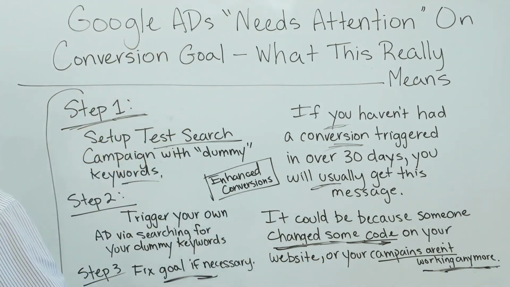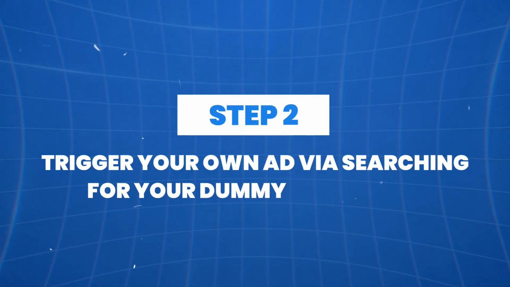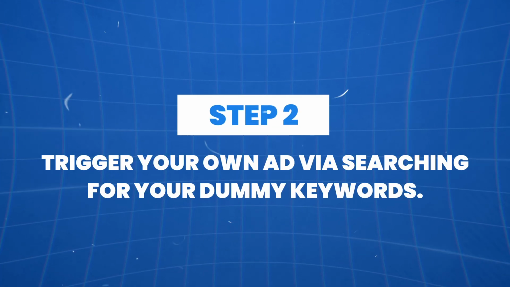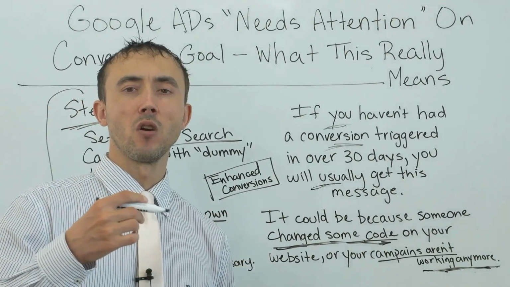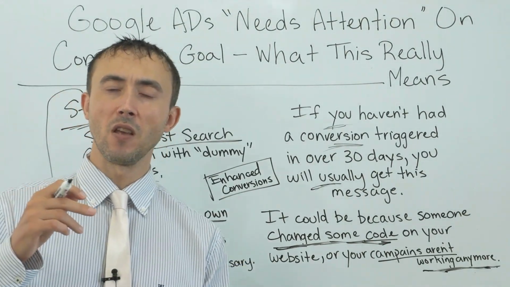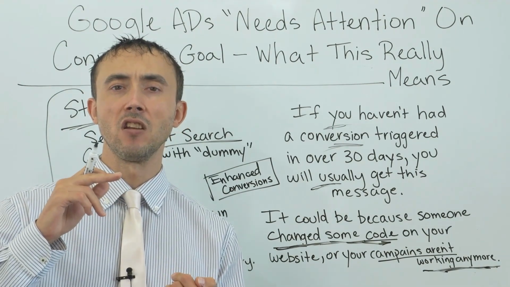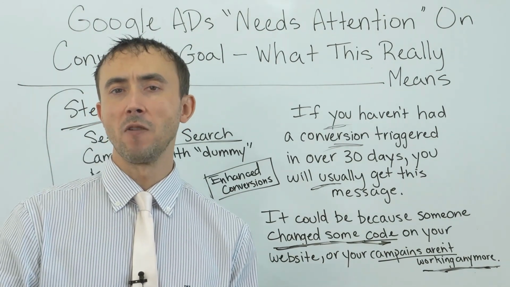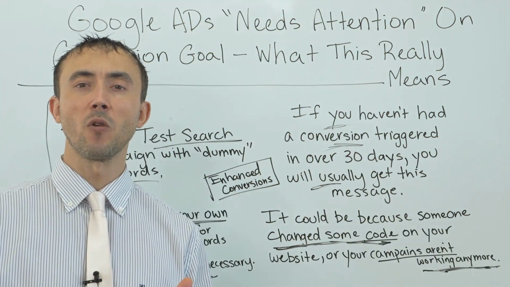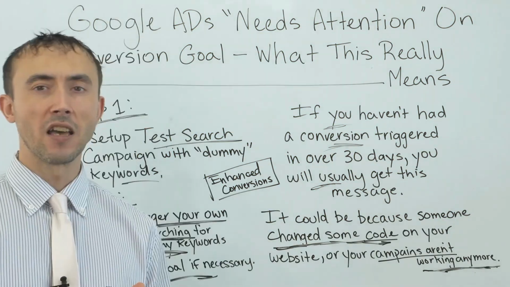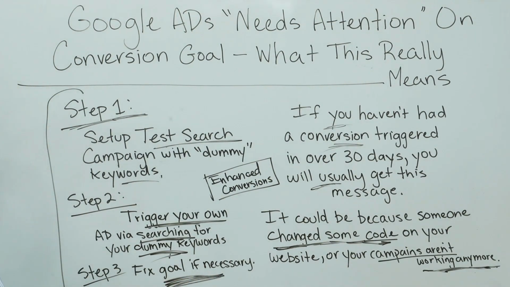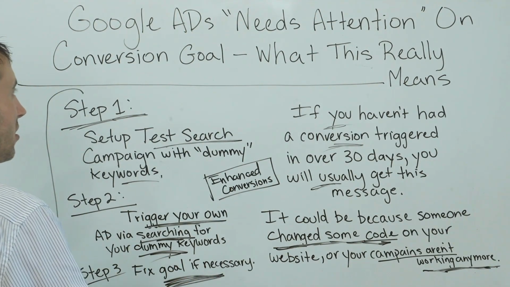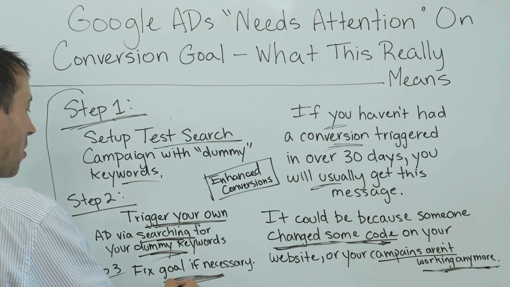When you run your test campaign, step 2 is to trigger your own ad by searching for your dummy keywords, as I mentioned before. And then whatever goal it is, if the goal that says needs attention is a form tracking goal, you're going to go ahead and fill out the form. Then you're going to wait 24 hours, because it takes up to 24 hours for the conversion goal to show up in your account. If the conversion goal hasn't shown up after at least 24 hours and still says needs attention, you're going to go ahead and fix that goal.